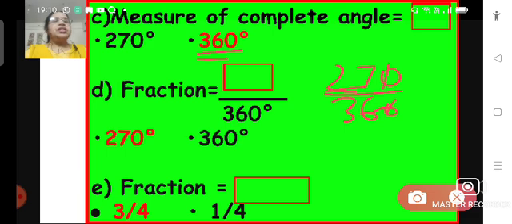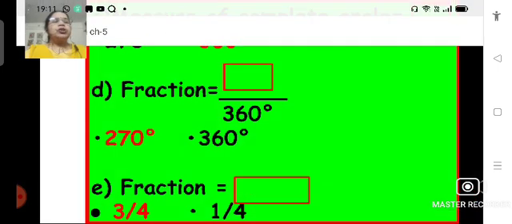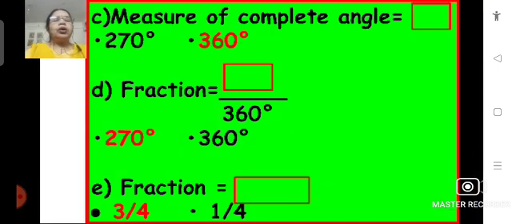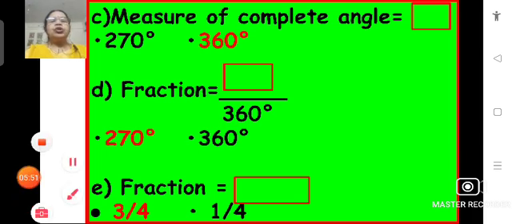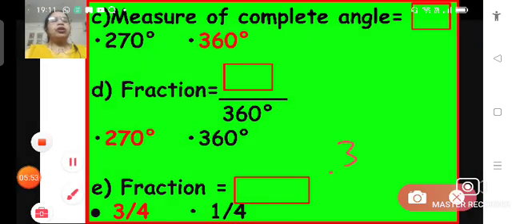When we divide 27 by 36, we get 3/4. 9, 3 times is 27, 9, 4 times is 36. So we get 3/4. So the fraction is 3/4. So when a clock hand goes in a clockwise direction from 12 to 9, it goes through a 3/4 part of the revolution.